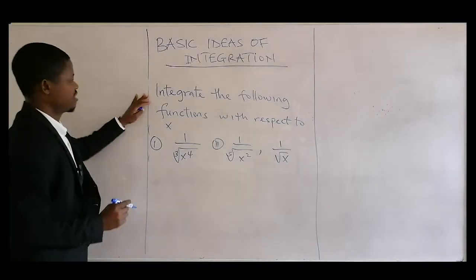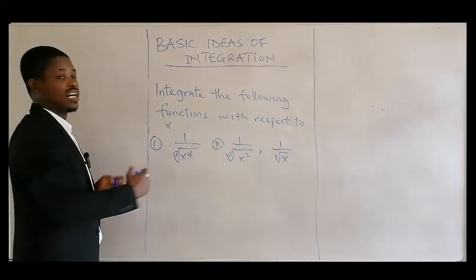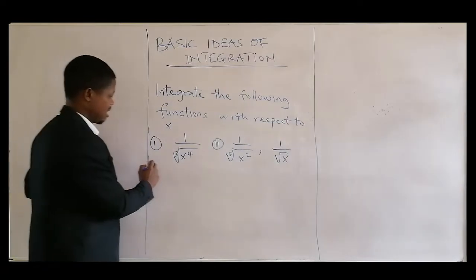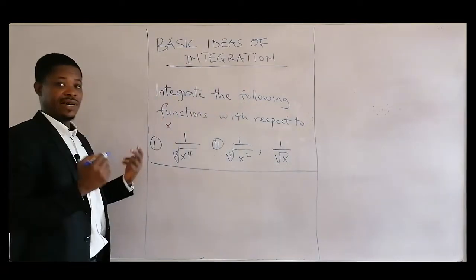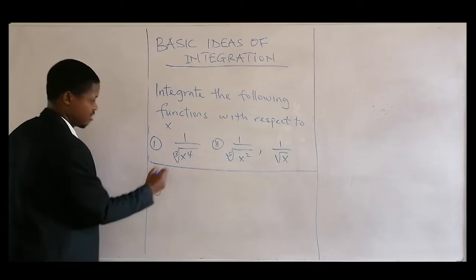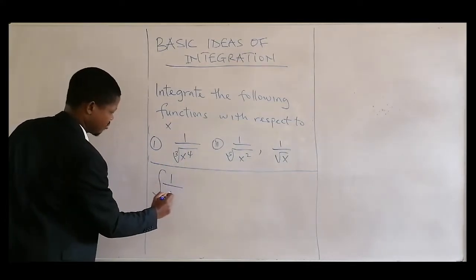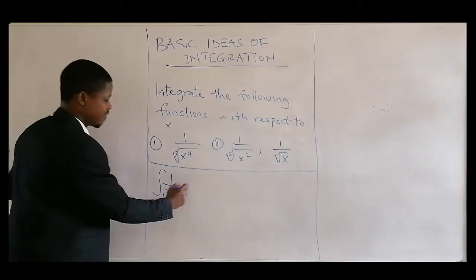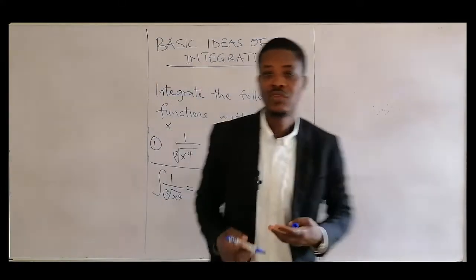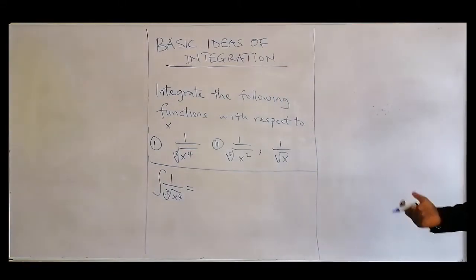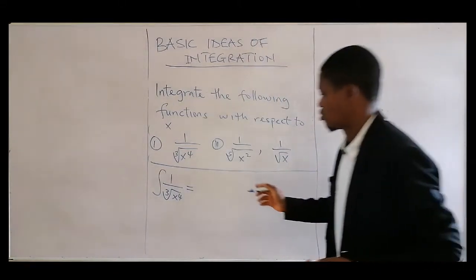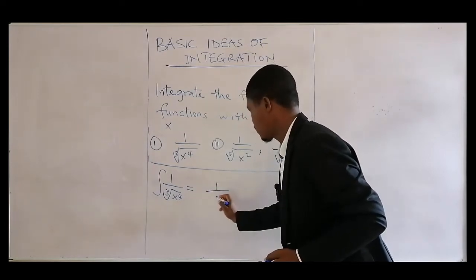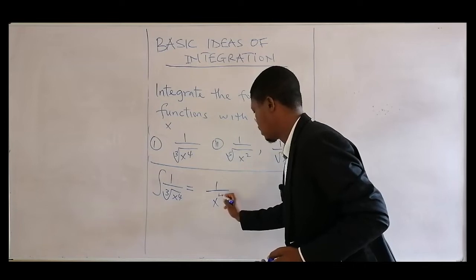We're told to integrate the following functions with respect to x. Okay, let's see how it goes. The first one says integrate, this is the sign for integration, and this will be equal to the fourth root of x cubed. So the first thing you have to do in this kind of question is remove the radical, and that will be equal to 1 over x power 3 over 4.